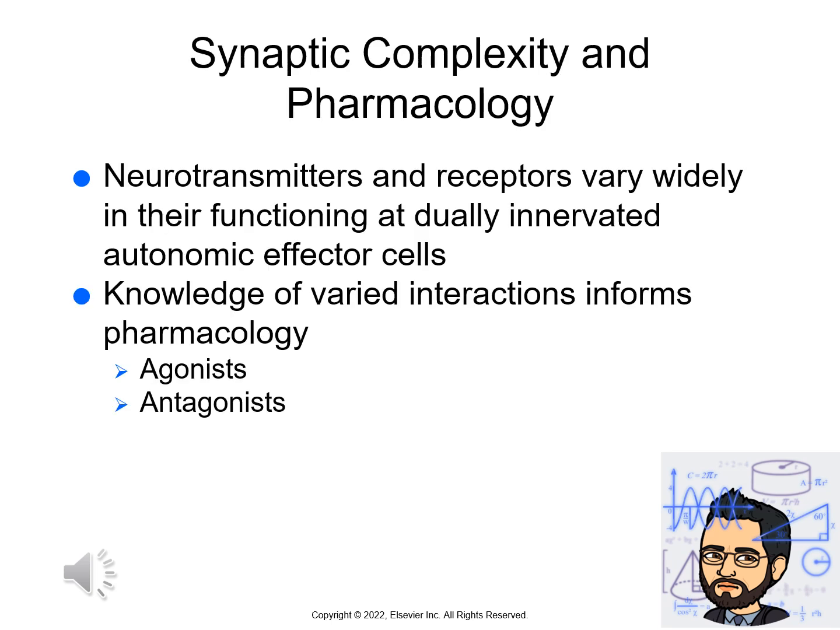All right, slide 19, synaptic complexity and pharmacology. So neurotransmitters and their receptors vary widely in their functioning at dually innervated autonomic effector cells. This means that organs that receive signals from both sympathetic and parasympathetic nerves occur. So you have to understand this varied interaction to understand the pharmacology.